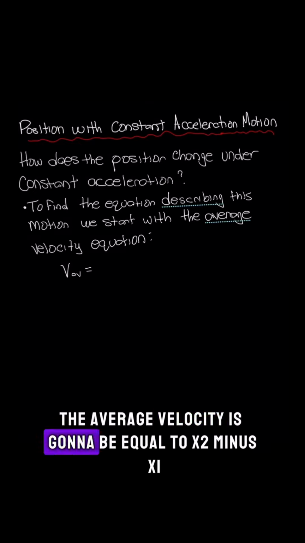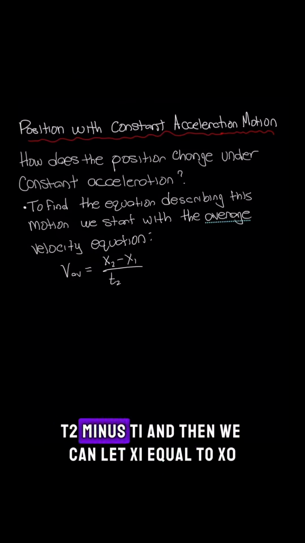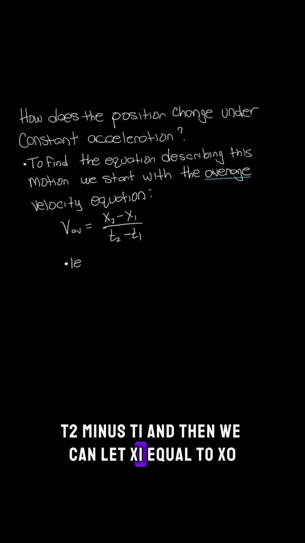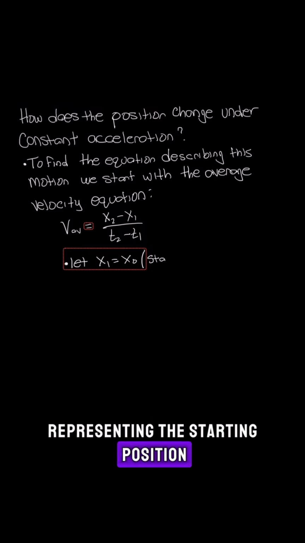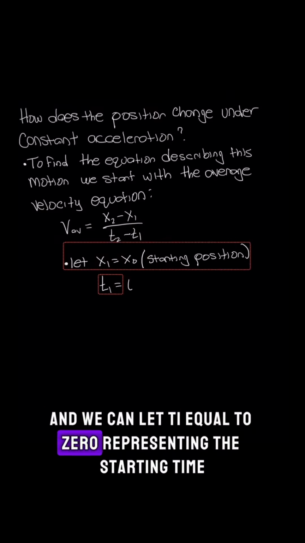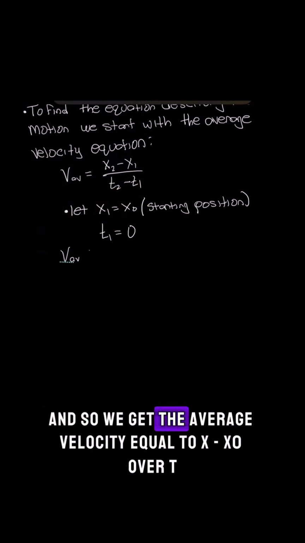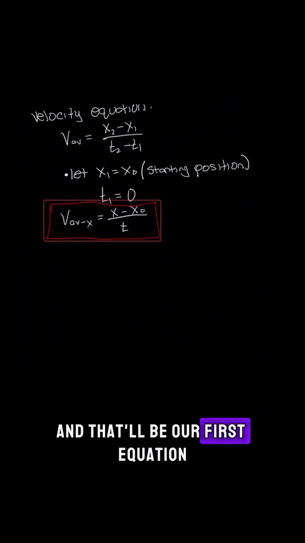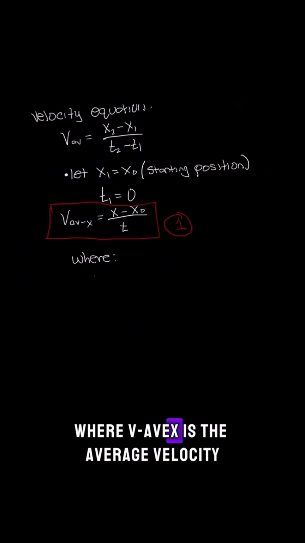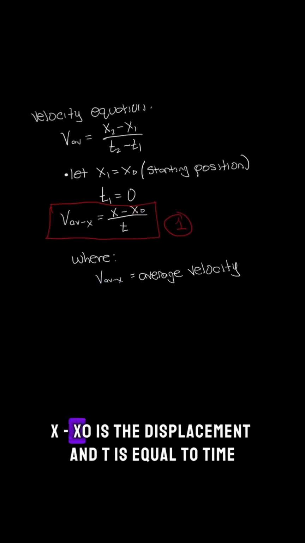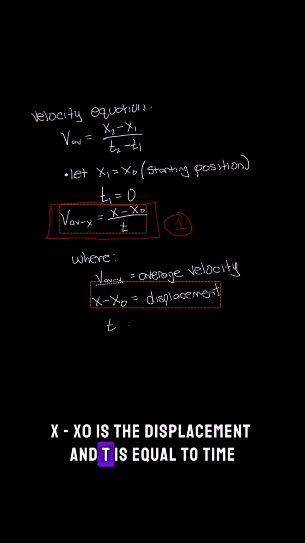The average velocity is going to be equal to (x2 minus x1) over (t2 minus t1), and then we can let x1 equal x0, representing the starting position, and we can let t1 equal 0, representing the starting time. And so we get the average velocity equal to (x minus x0) over t, and that'll be our first equation, where v average x is the average velocity, x minus x0 is the displacement, and t is equal to time.